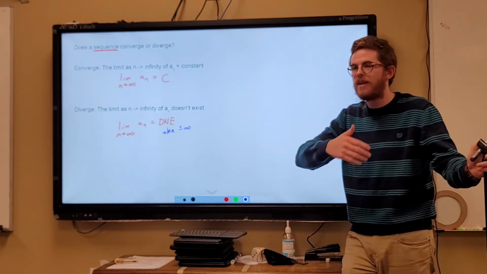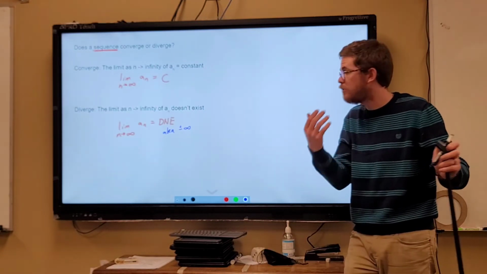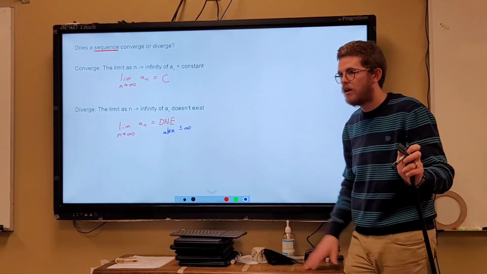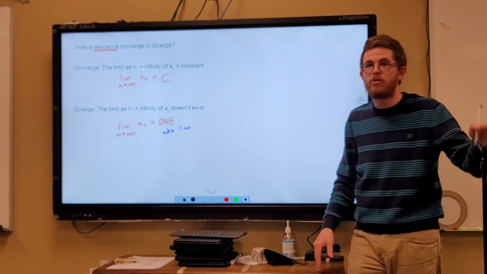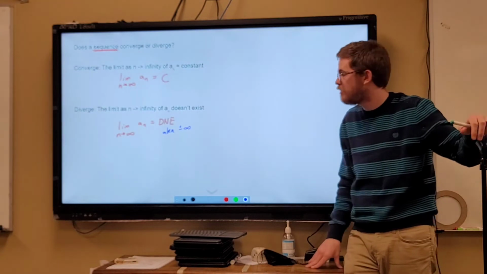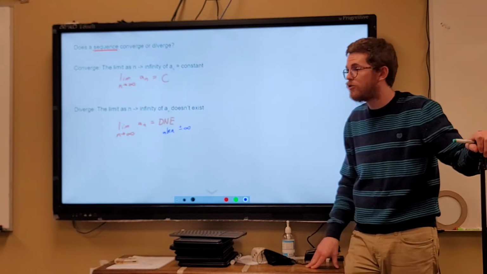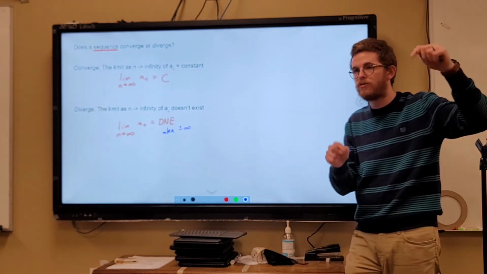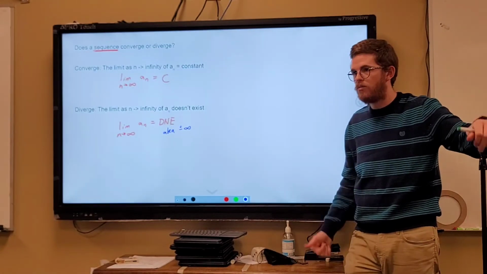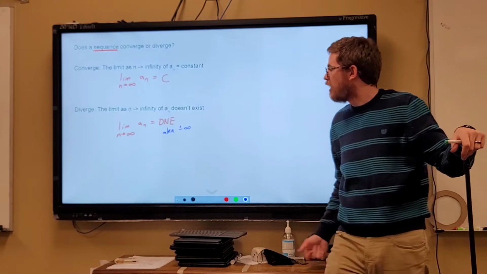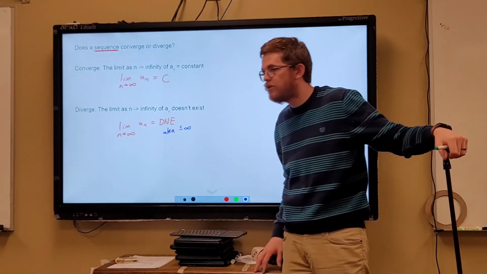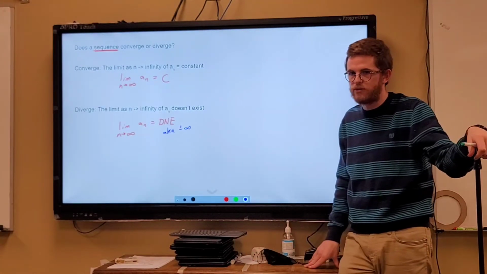If we keep looking at the next term in the sequence, the next term, the next term, it just keeps changing. Maybe it's going between positive and negative infinity. Maybe it's just bouncing between positive and negative 2. That would be a diverge as well. If it's not approaching some nice constant value, it diverges.